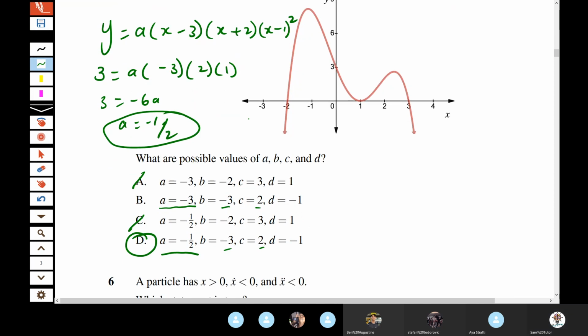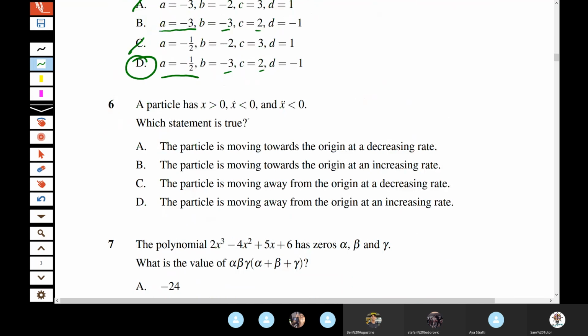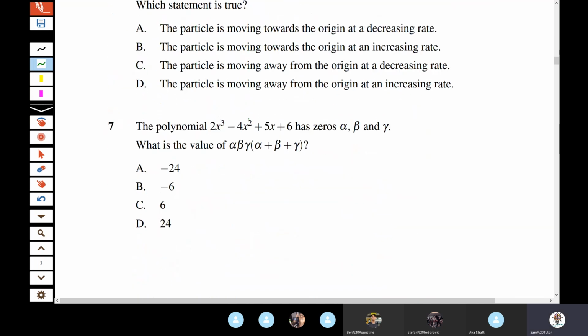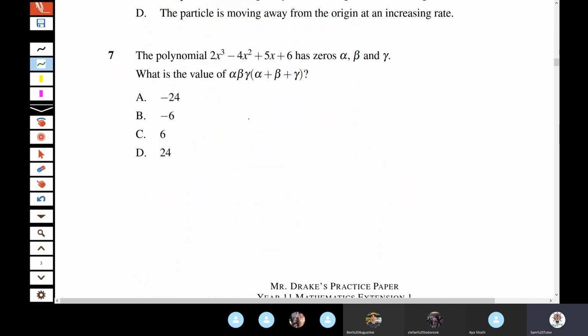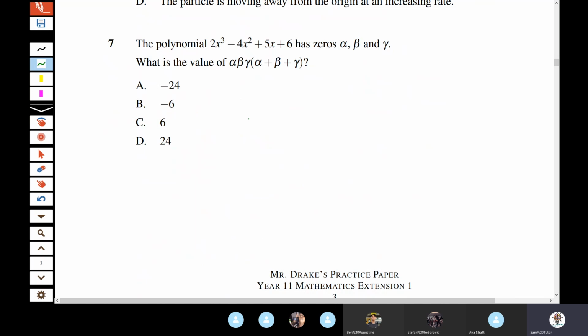We haven't done those particle ones just yet. All right, number 7. Anyone remember what alpha plus beta plus gamma equals? Negative b on a, which is +4 on 2, which is 2.